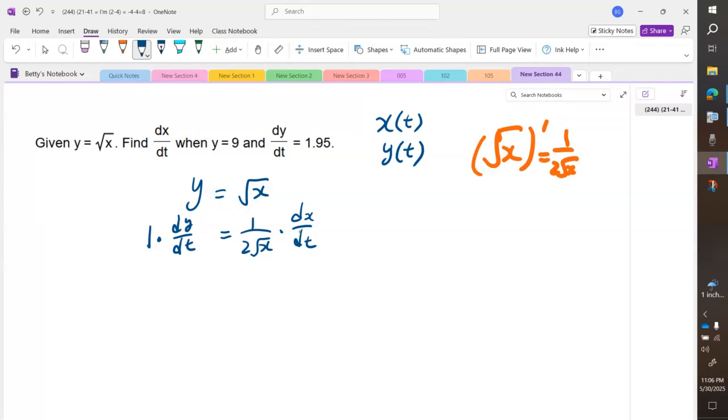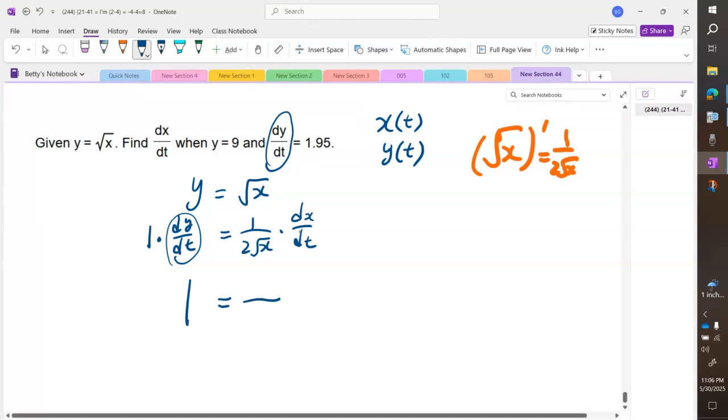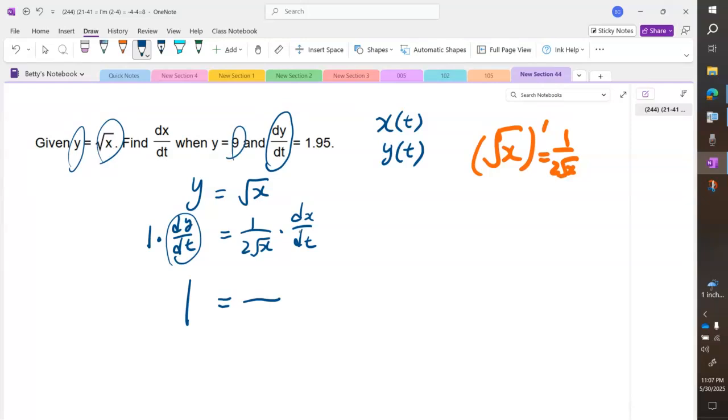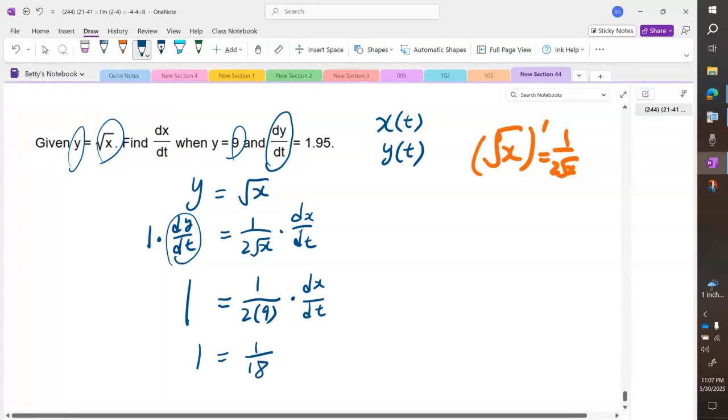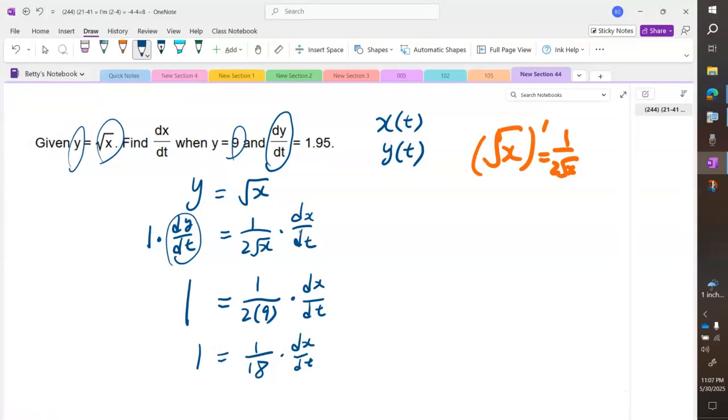And let's see what we have. We have dy/dt is 1, so 1 times 1 is 1. On the right side, root x is y, and y is 9. So 2 times 9, because root x is y, y is 9, right? Times dx/dt. dx/dt is what we need to find. 1 over 2 times 9 is 1 over 18, times dx/dt. So multiply each side by 18. We have dx/dt equals 18.